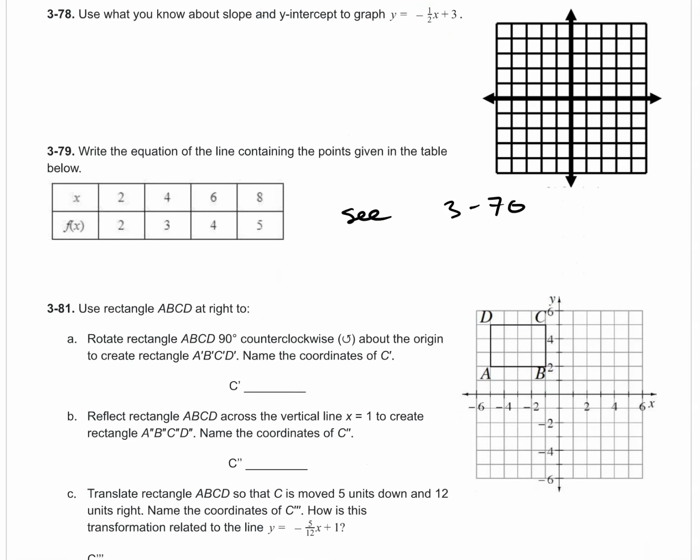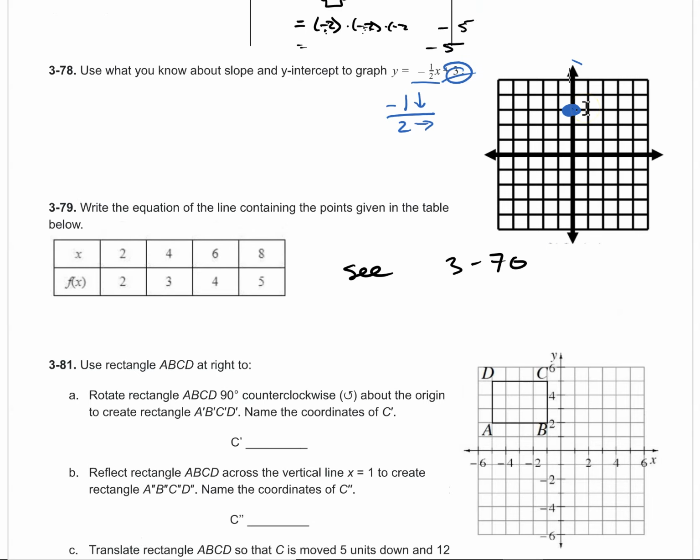Use what you know about slope and y-intercept to graph this equation. Here's our starting value, here's our slope. The slope is negative, so we'll be going down 1 and over 2. Let's start by putting the y-intercept, or starting value, on the y-axis, 3.